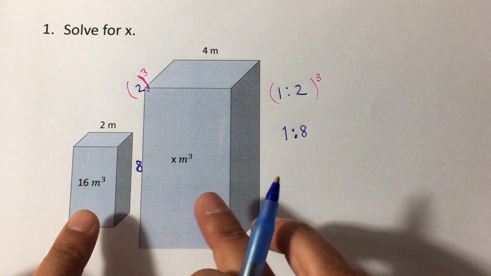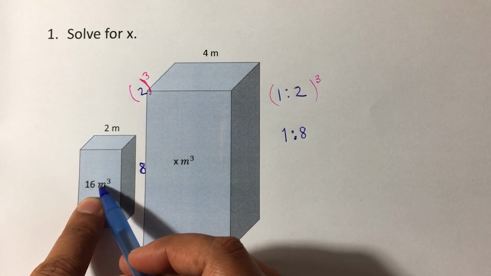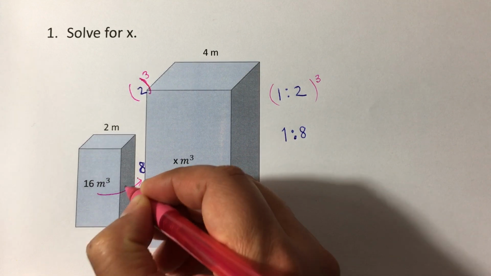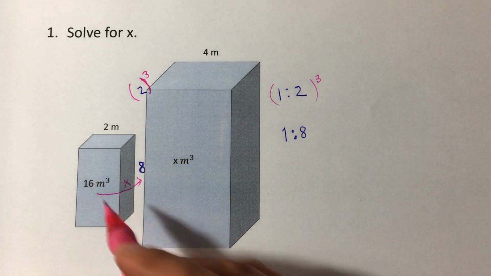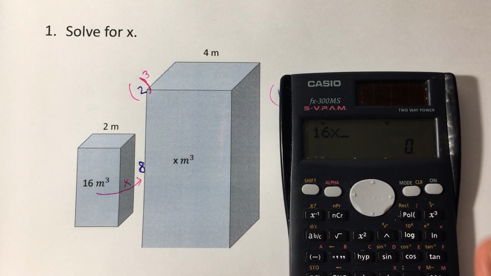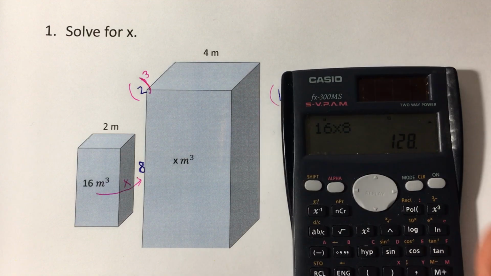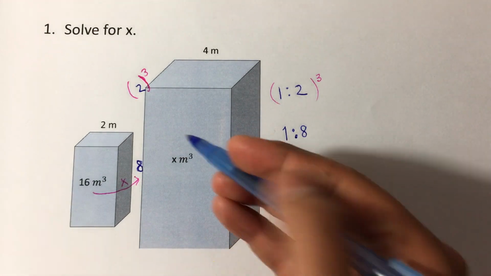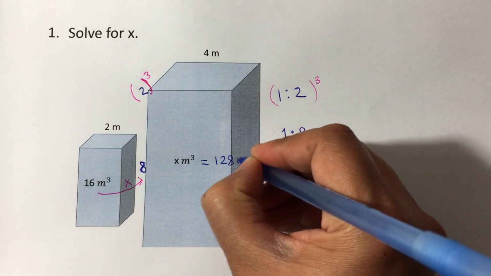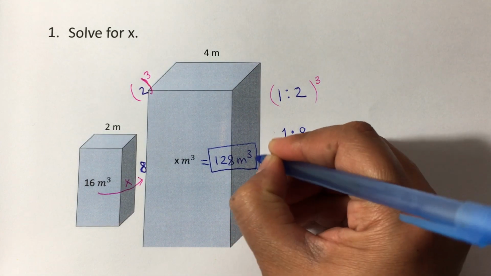So look at the 2 figures, or even compare it in here. What you're given in the volume is the tiny, so what are we going to do? We're going to multiply. And 16 times 8 is 128. So x equals 128 cubic meters. Okay, so that's the volume.